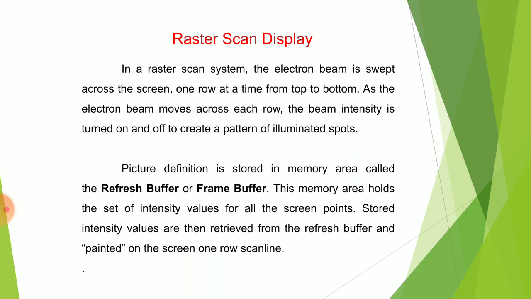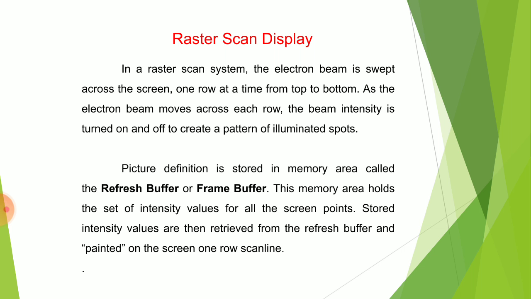Next we see about raster scan display. In raster scan system, the electron beam is swept across the screen line by line from top to bottom. As the electron beam moves across each row, the beam intensity is turned on or off to create the picture. So the electron beam visits all the points line by line to create the picture. That picture definition is stored in memory called the refresh buffer or frame buffer. This memory holds the intensity values of the picture screen points.